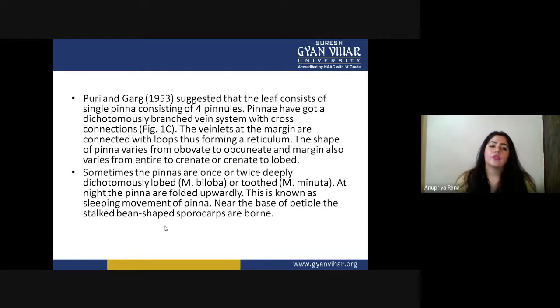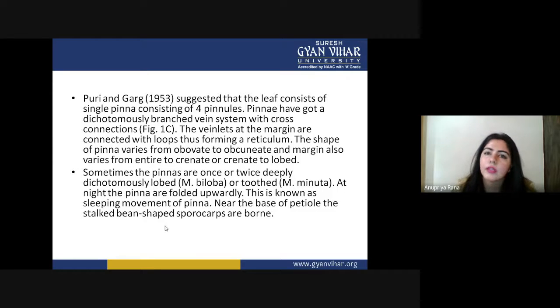Now, some scientists who worked on the leaf pattern, Puri and Gurk, suggested that the leaf consists of a single pinna consisting of four pinnules. The leaflet we are talking about, Puri and Gurk give a new name, the four pinnules. So the pinna has a dichotomously branched vein system with cross connections.